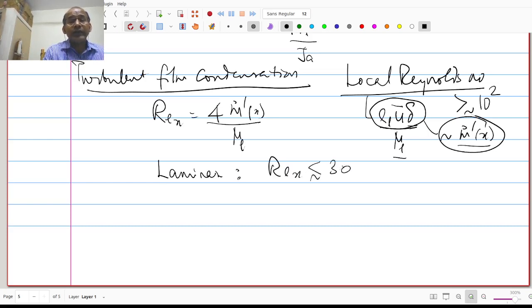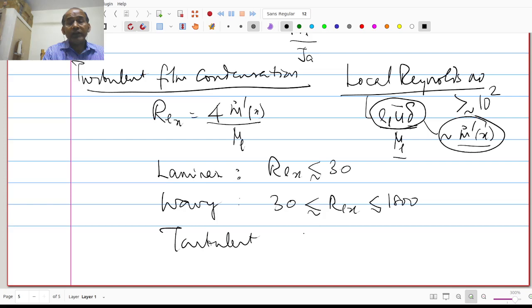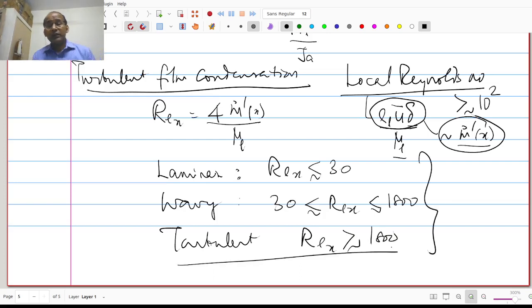and wavy if 30 is less than Re_x is less than about 1800, and turbulent if Re_x is greater than about 1800. This is commonly the understanding of the non-dimensional parameter Reynolds number, beyond which the flow becomes turbulent in the falling film of condensate.